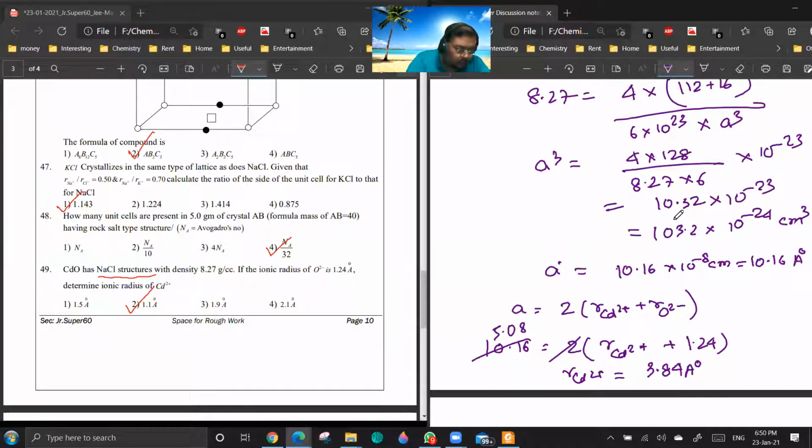Shift cube root of 103.2. Yeah, it's like 4.7. Okay. Yes, sir, 4.69. We should get some 4.68 like that. Yeah, so therefore it's like 4.69 angstroms.